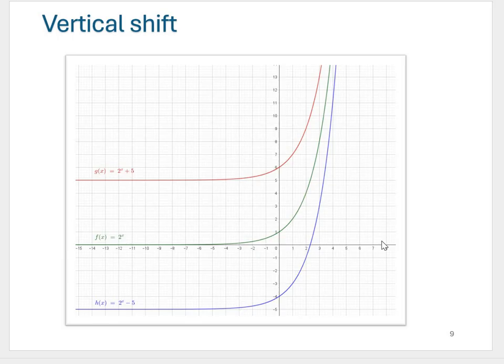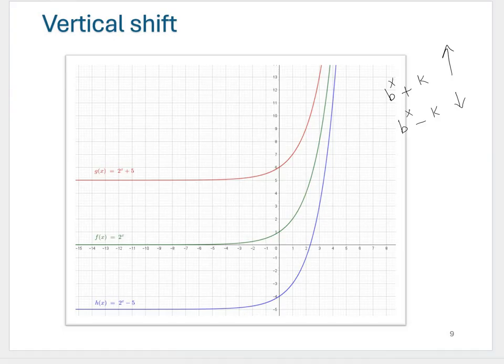So when we add or subtract something to the function, means f of x is equal to, say, b to the power x, and we add something, say k, then it will move upward. And if we subtract something, it will move downward. So this is what is called the vertical shift of the graph.